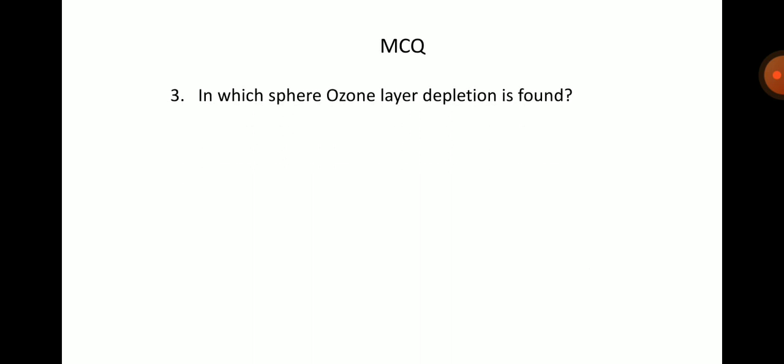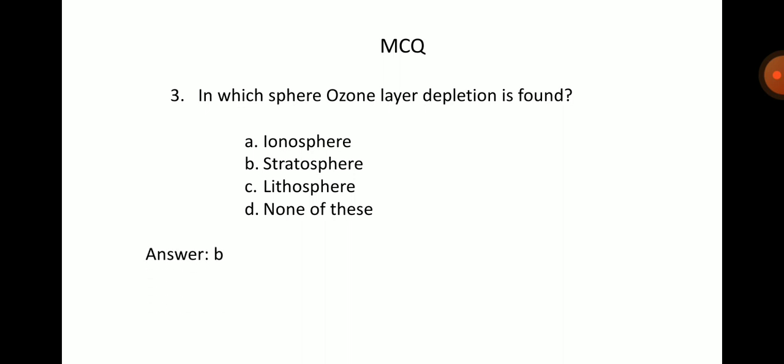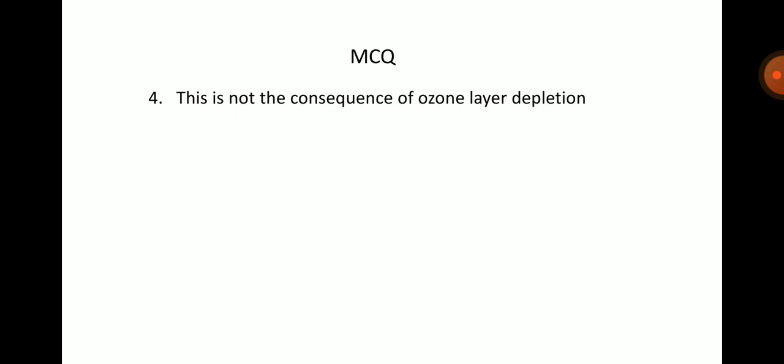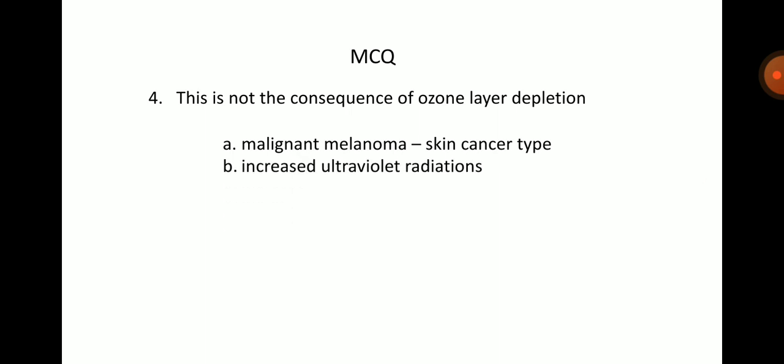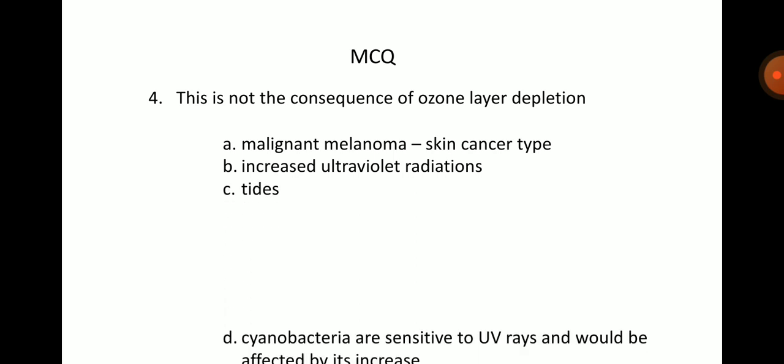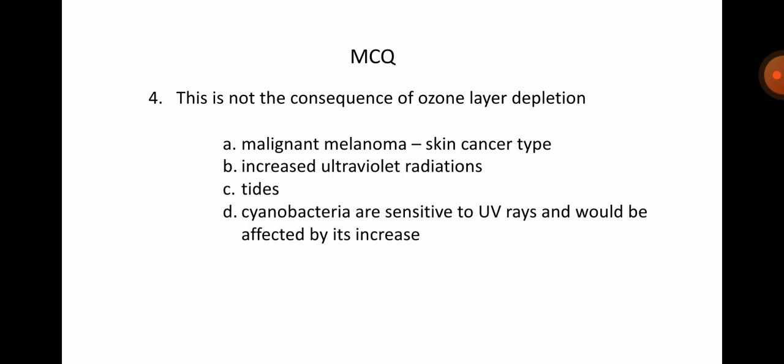The third question, in which sphere ozone layer depletion is found? So, options are ionosphere, stratosphere, lithosphere and none of these. So, here the answer option is B. Fourth question, this is not the consequence of ozone layer depletion. The options are A. malignant melanoma, skin cancer type, B. increased UV radiation, C. tides, and D. cyanobacteria sensitive to UV rays and would be affected by its increase. So, the answer is C.